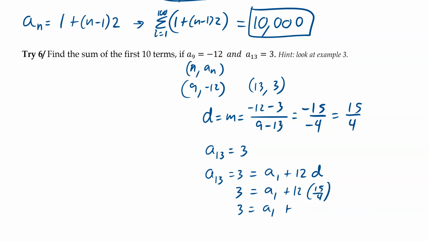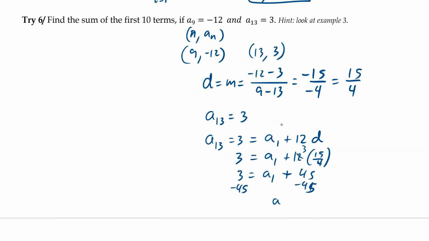So this would cancel, 3. 3 times 15 is 45. So subtract 45, subtract 45. And we get a sub 1 equals negative 42. So we now know our a sub 1 is equal to, not 3, negative 42.